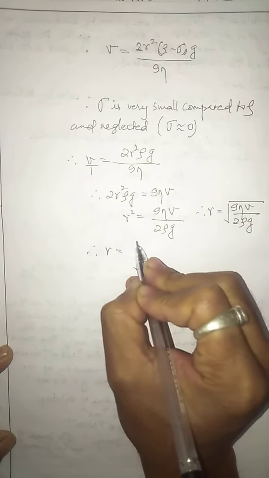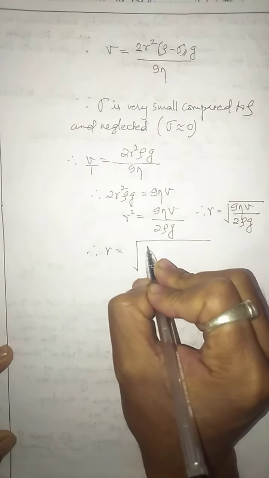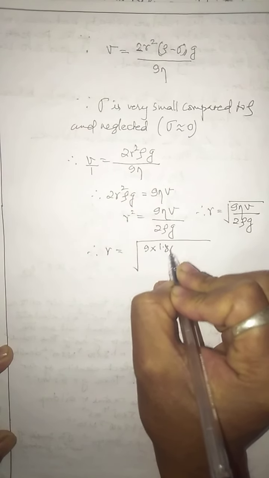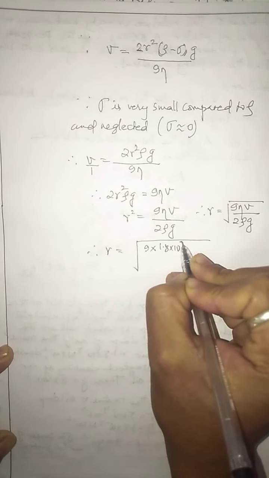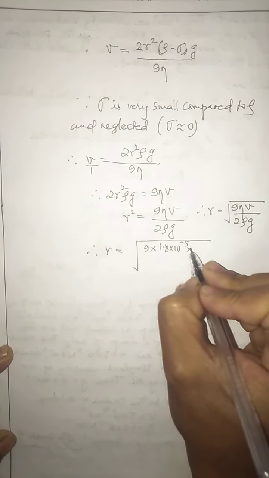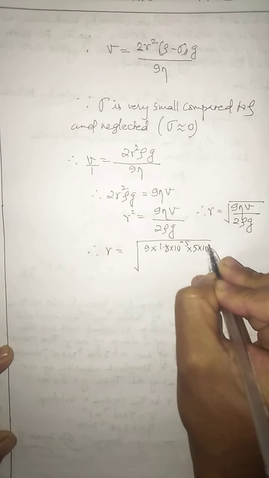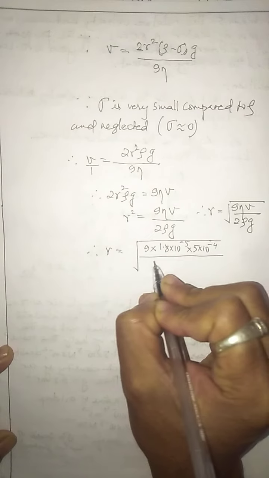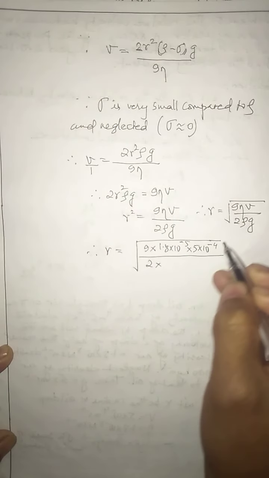So r equals square root of 9. Okay, this is 9 eta. The value of eta means how much? 1.8 into 10 to the power of minus 5, into v. Terminal velocity is also given. So terminal velocity value is given 5 into 10 to the power minus 4, divided by 2 into how much?